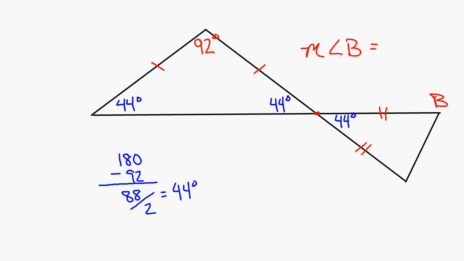So now you have another little isosceles triangle. So if you took 180 and you subtracted 44, you would be left with 136. Divide that by 2, 2, 4, 6, 30. So wouldn't this be 68 degrees? Get the idea?